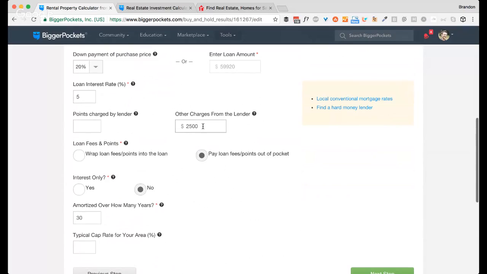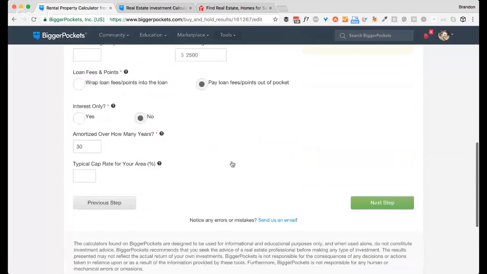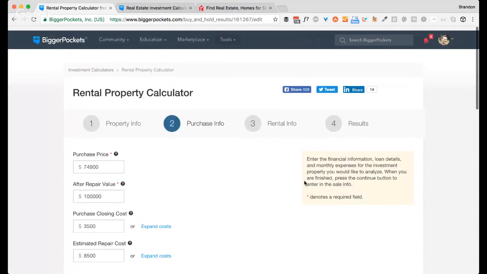I chose other charges from the lender. Like I said, we're around $2,500 there. We already put in our $3,500 closing costs and our repairs. We've got a 30-year mortgage. I'm not going to worry about the cap rate because it's only for commercial properties, and you can find that out by hovering over the question mark. And that's it for page 2, really.